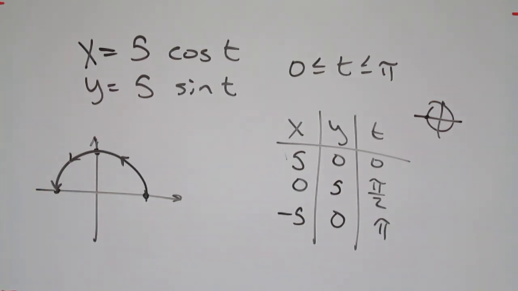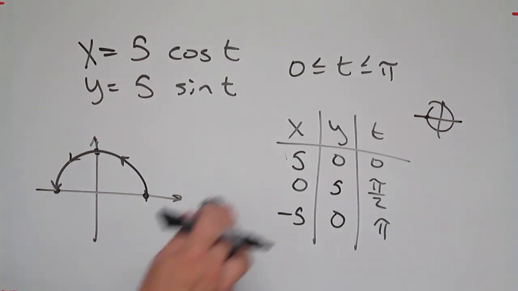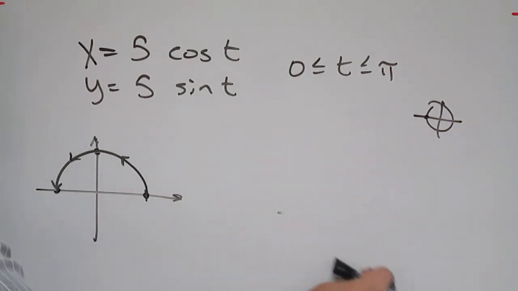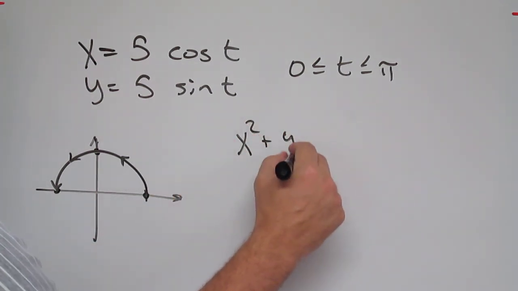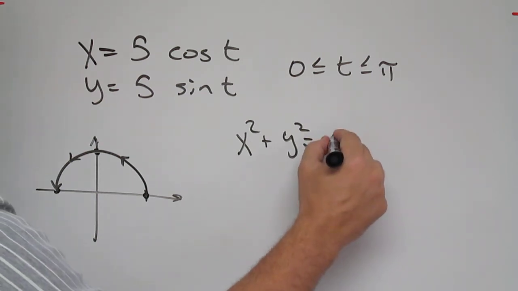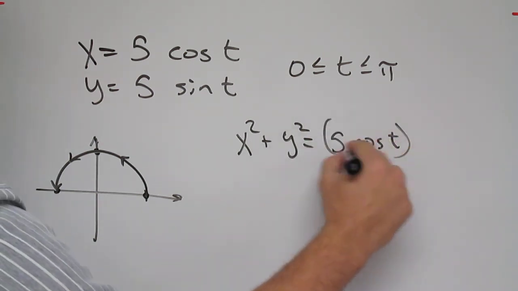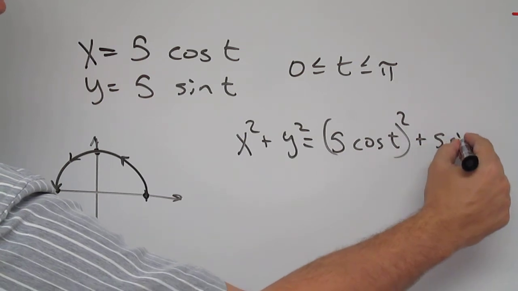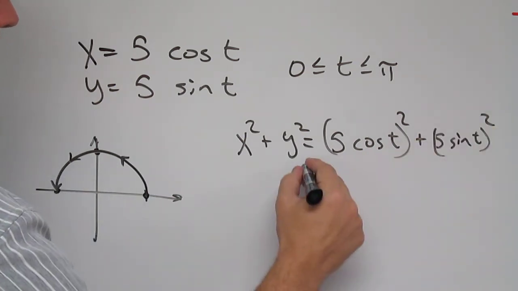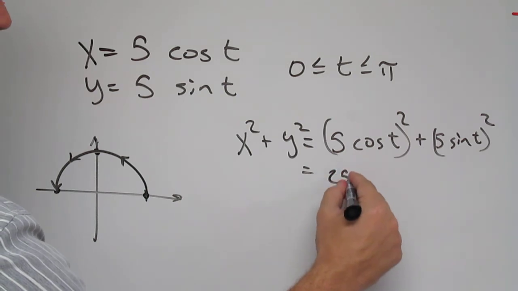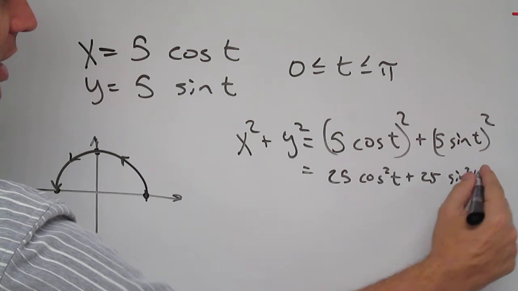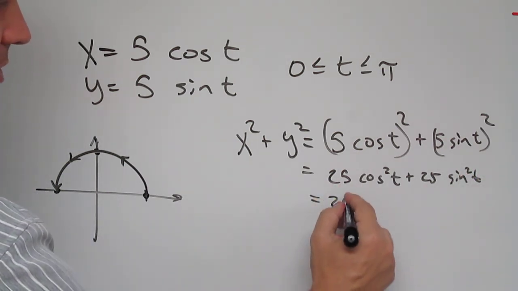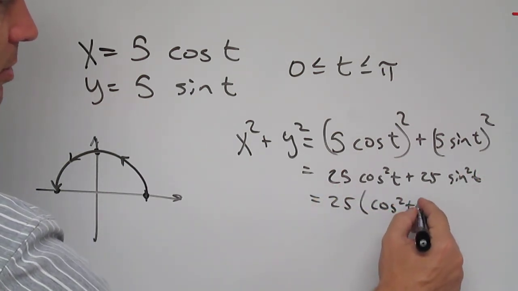How would I eliminate this parameter? Well, that's a little bit more of a challenge because I can't very well solve just for t. I'd get arc functions, and I really don't want to do that. But I can do this. If I said x squared plus y squared, that would give me 5 cosine t squared plus 5 sine t squared. When I simplify this, I'd get 25 cosine squared t plus 25 sine squared t. Factor out the 25, I get cosine squared t plus sine squared t.